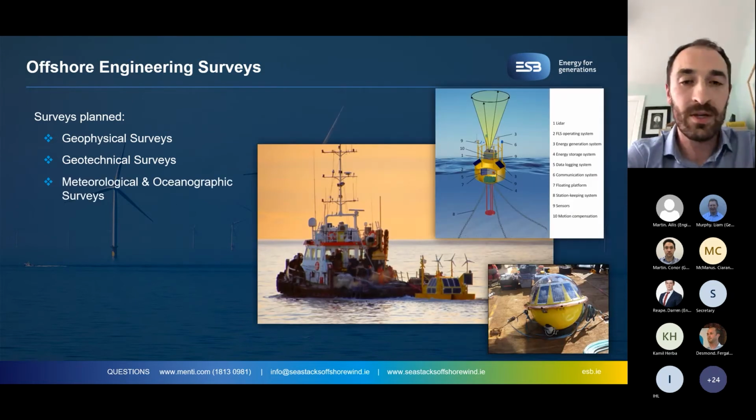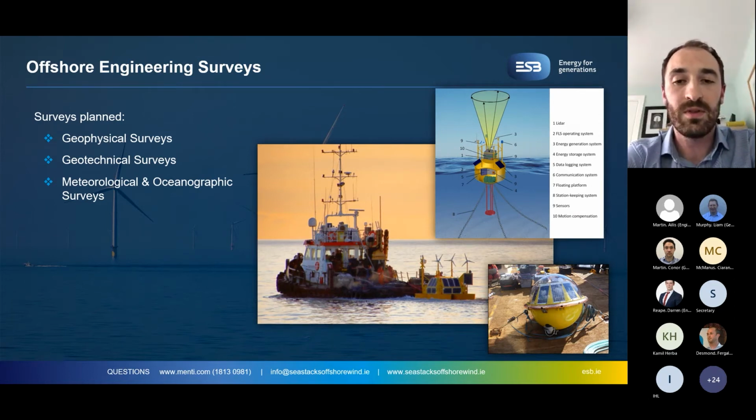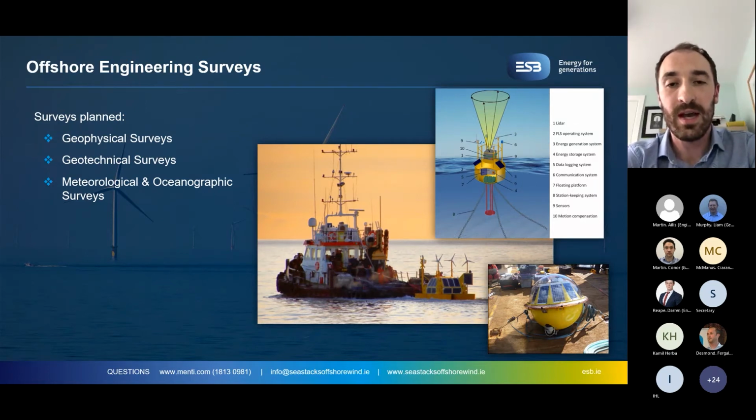The next part of the offshore engineering survey phase is meteorological and oceanographic surveys. So these will collect information relating to the wind, wave, and tidal conditions on the site and again will help inform the project design envelope in terms of understanding loading conditions on structures.